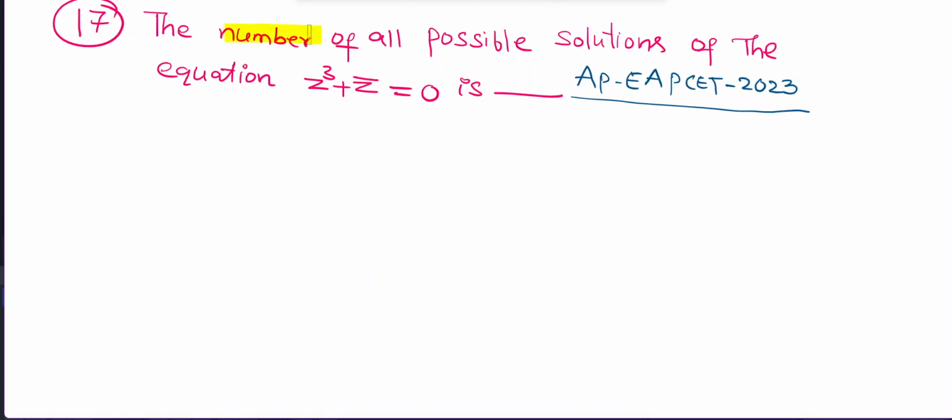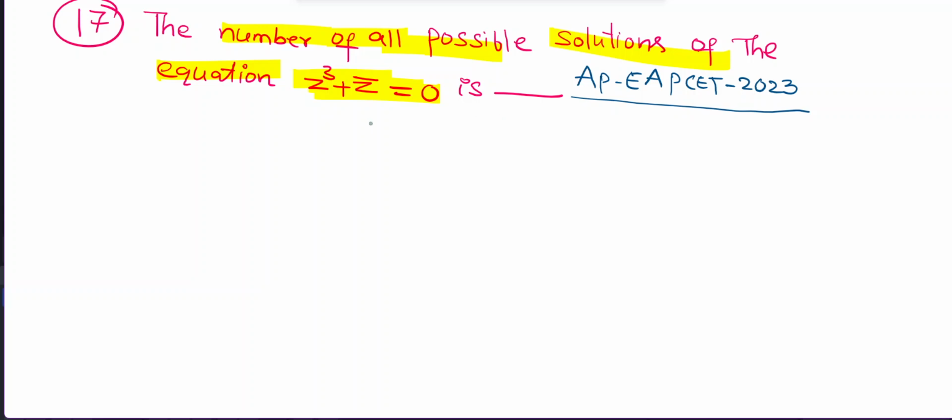Next question: find the number of all possible solutions of the equation z cube plus z bar is equal to 0. Here we are taking z is equal to x plus iy.